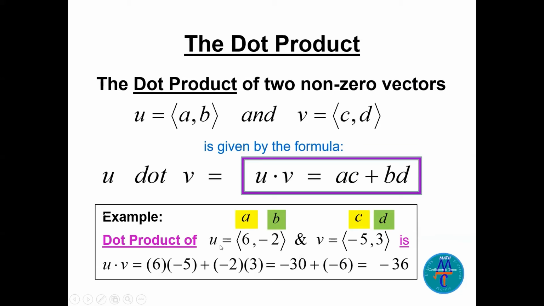If you have a vector u, 6, minus 2, that's AB. If you have a vector v, minus 5, 3, this is CD. To find u dot v, 6 times minus 5 plus minus 2 times 3, it will be minus 36.